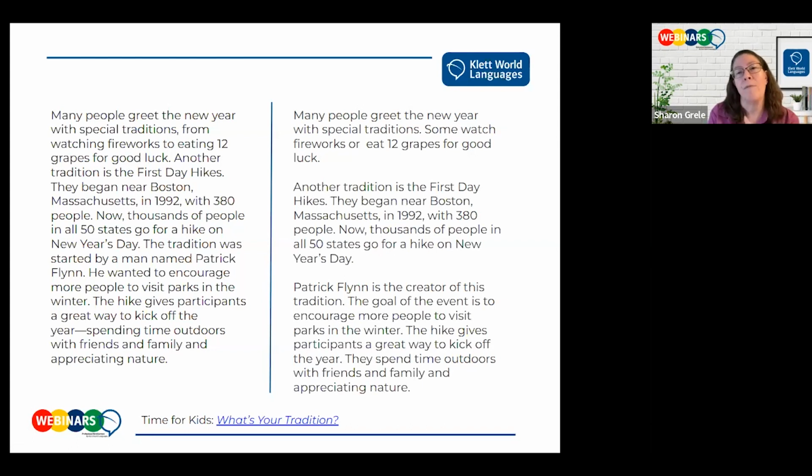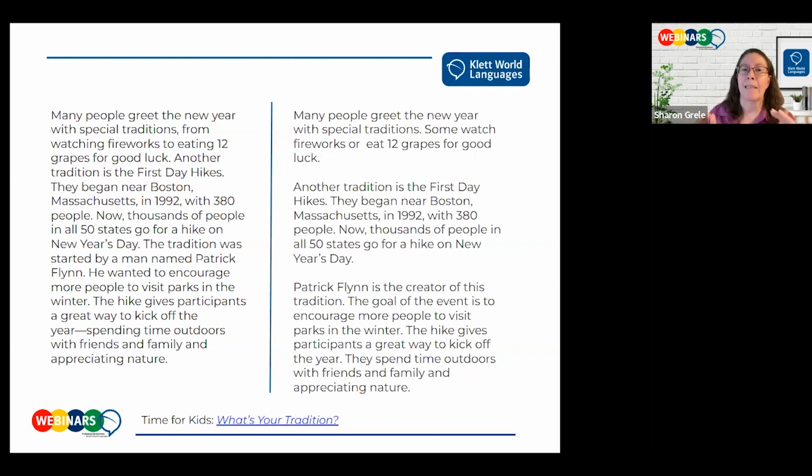Also notice how we've just chunked this into smaller bite-sized pieces. Same text, just really divided, and the language is just ever so slightly changed. We took out as many of the past tenses as we could without losing the meaning of this. Instead of "was started by," "Patrick Flynn is the creator," right? That's just a simplified way of saying kind of the same thing. And so feel free to do that in your language as well.